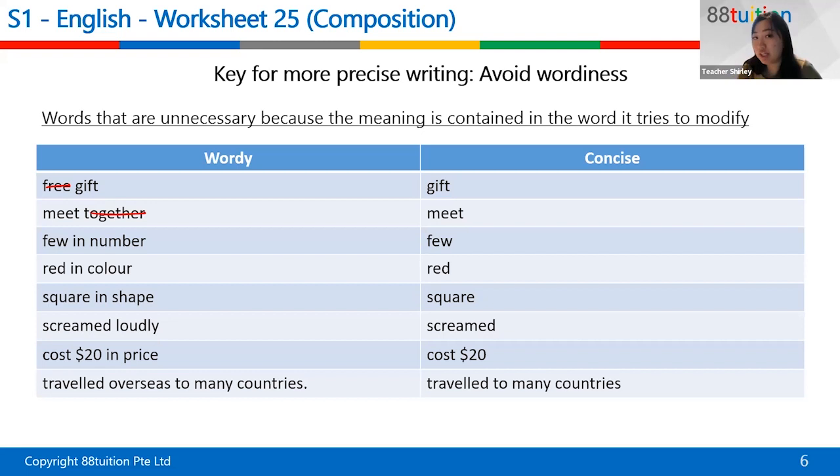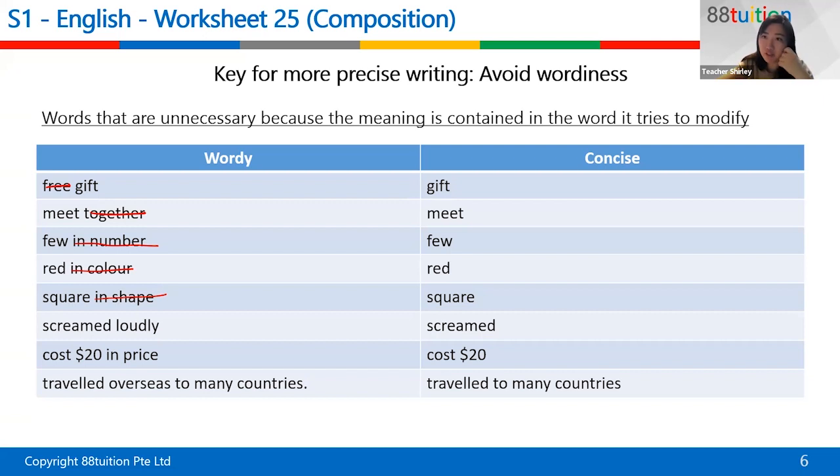"Few" already suggests a quantity; few is actually a quantifier. It tells you the quantity. So just "few". There's no need for "few in numbers". Red is a color, so you don't need to repeat "red in color". It's just red. Same thing for square, because square is a shape.